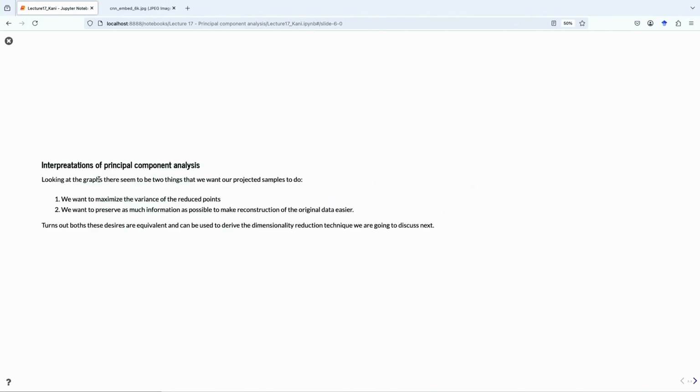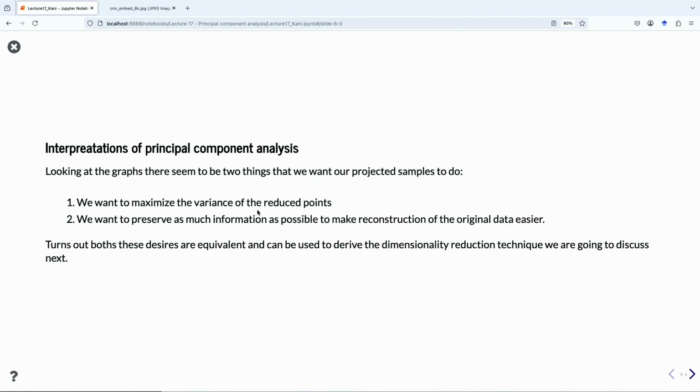It's simply the central idea behind principal component analysis: we want to maximize the variance of the reduced points. There's a second interpretation of principal component analysis that we won't get to, which is that we want to preserve as much information as possible to make the reconstruction of the original data easier. These two interpretations are pretty much equivalent. And if you want to look, I put references for deriving PCA for the second interpretation in the notes.